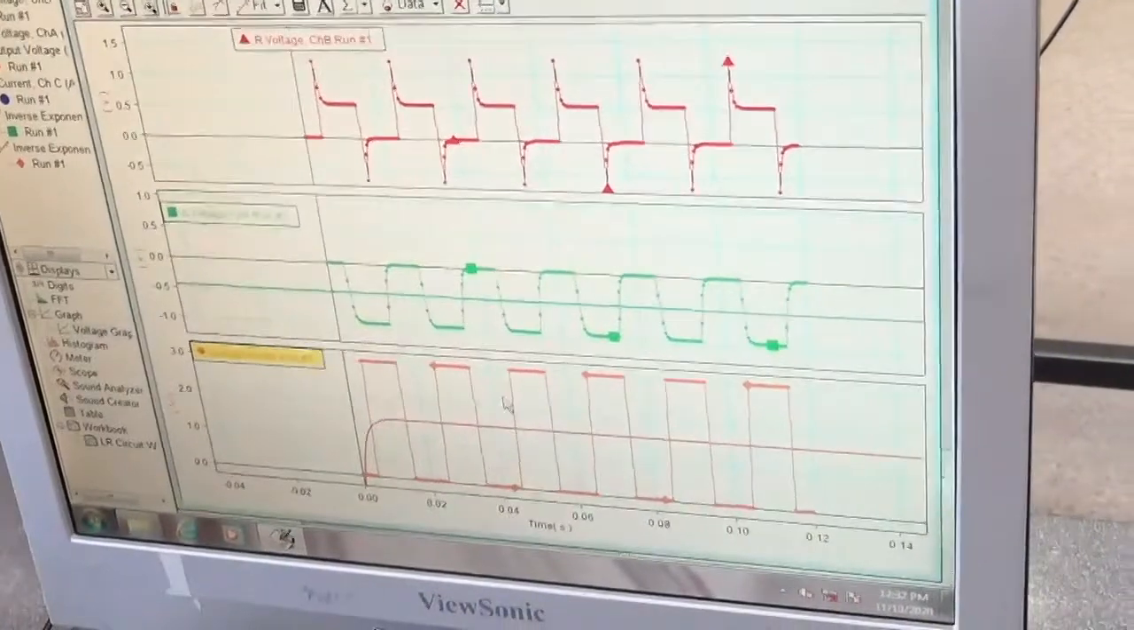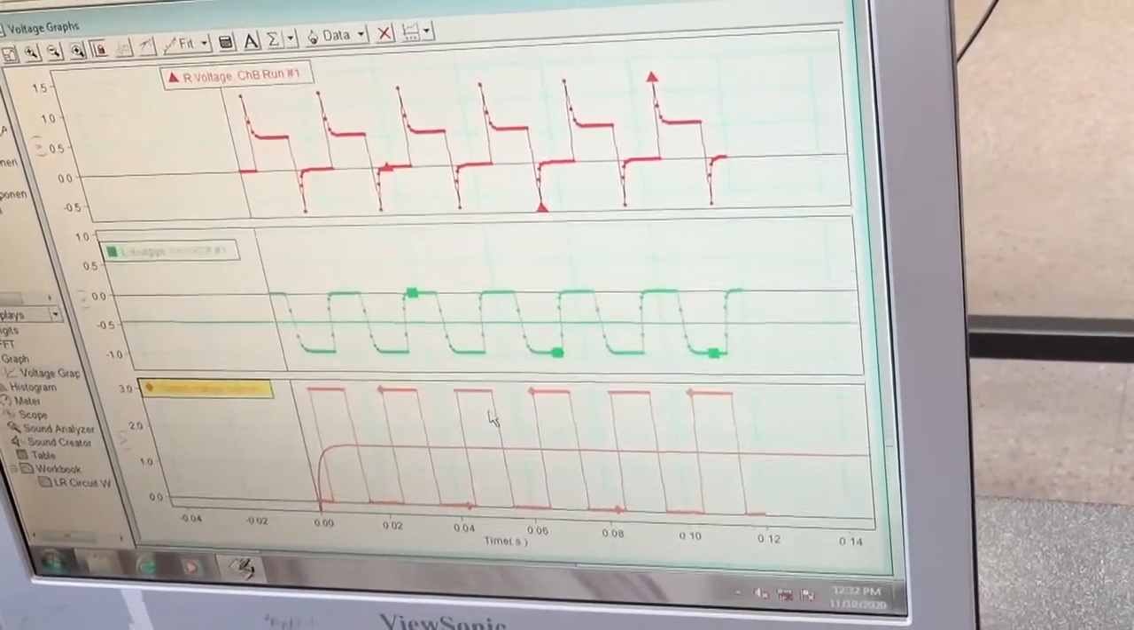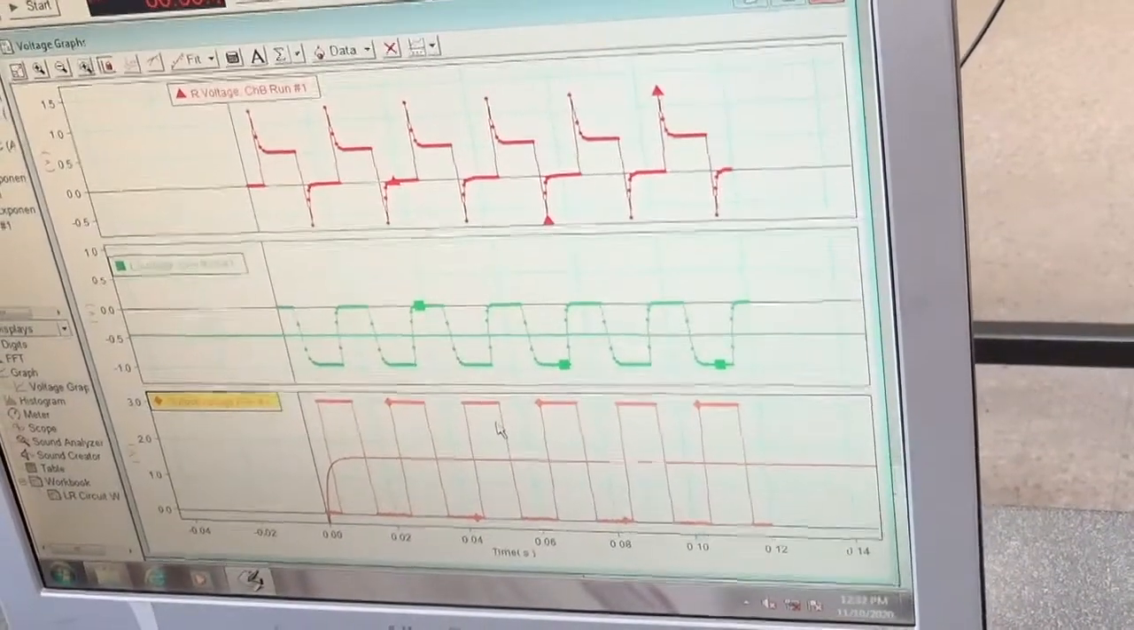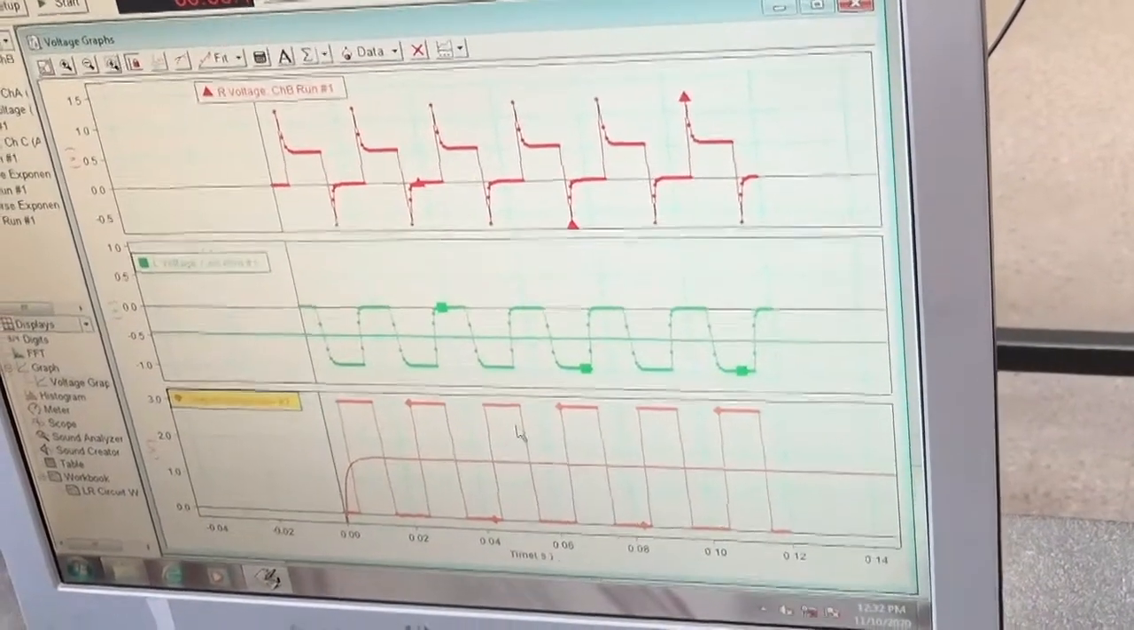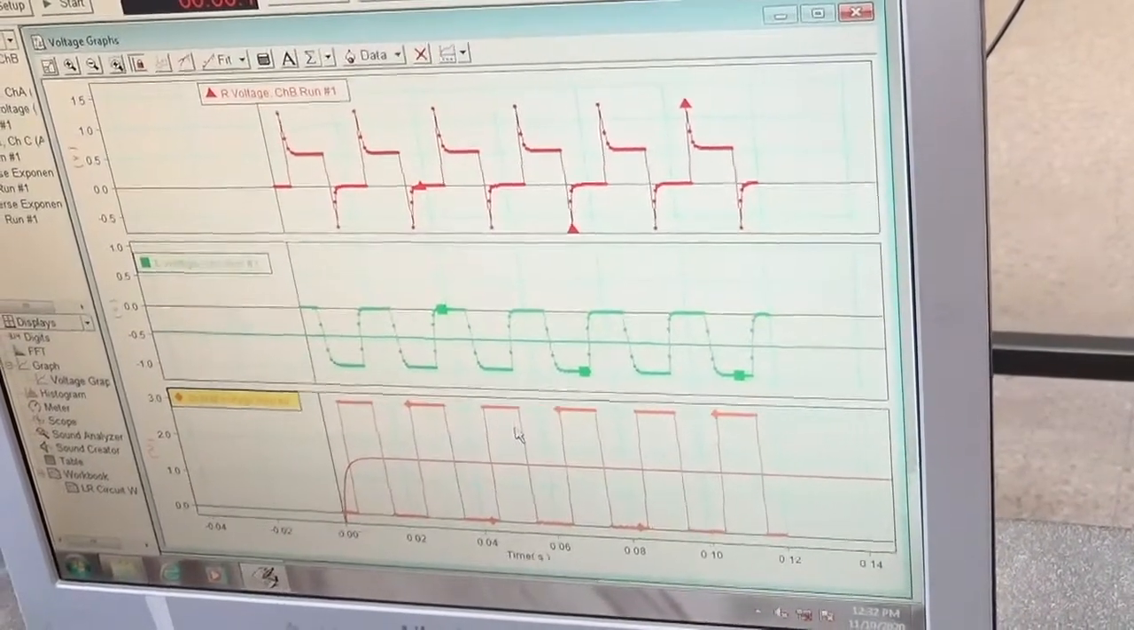And finally over here we have the voltage of the battery, the voltage across the battery. Now in that part, what you are going to do is basically highlight an entire decaying cycle for the voltage across the inductor. And for that cycle you want to determine the time constant.